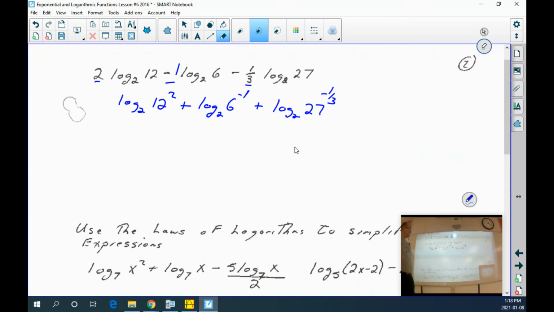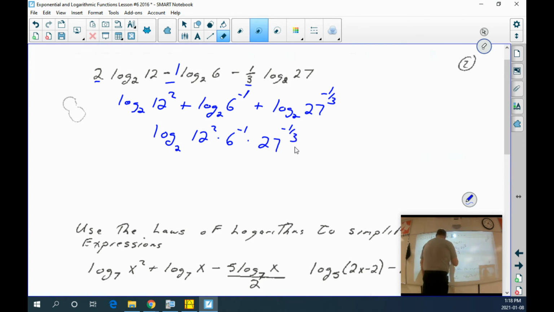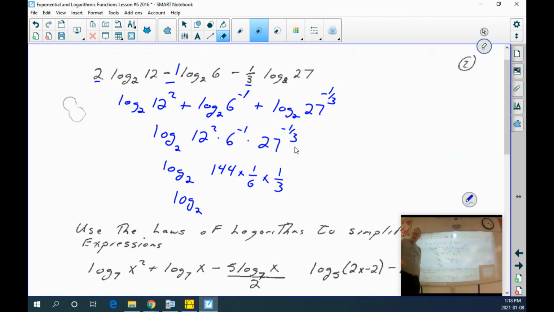Again, the reason this allows me, now I've got pluses. Now I can just do multiplication all at once. Log base 2 of 12 squared times 6 to the -1 times 27 to the -1/3. Evaluate, we have 144 times 1/6 times 1/3. 144 divided by 18 is 8, so log base 8 of 2. The power of 2 that gets me to 8 is 3.